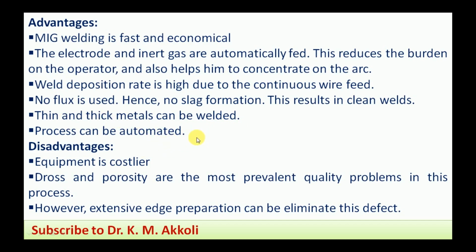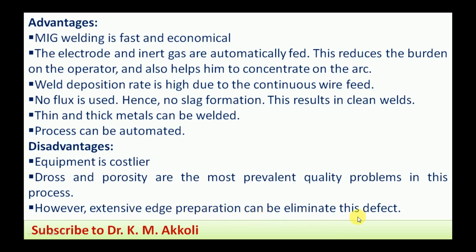The process can be automated. Without involvement of the operator, we can carry out the welding in an automated way by using this MIG welding or metal inert gas welding. Disadvantages: equipment is costlier. As automation is there, the equipment is costlier. Dross and porosity are the most prevalent quality problems in this process. Dross and porosity mean that inside the welded joints some cracks or bubbles may be present, porosity gaps may be present, and that is the most prevalent quality problem in this process. However, extensive edge preparation can eliminate this effect.